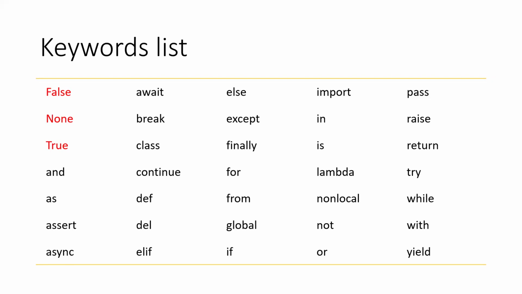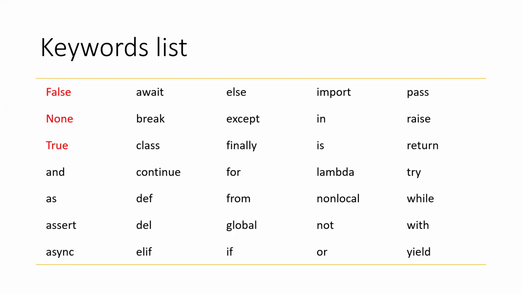The rest of all other keywords start with a lowercase letter, which means everything else is lowercase. Only False, None, and True start with capital letters. Everything else starts with lowercase.